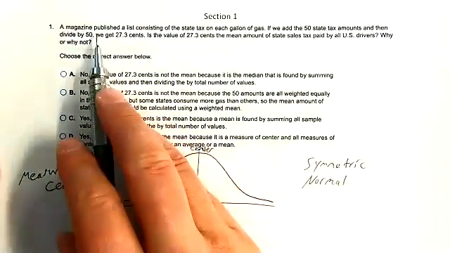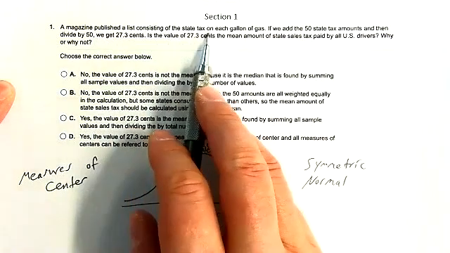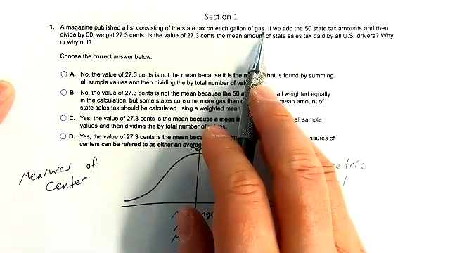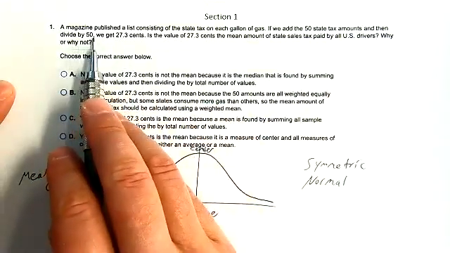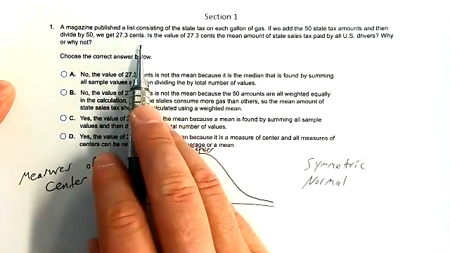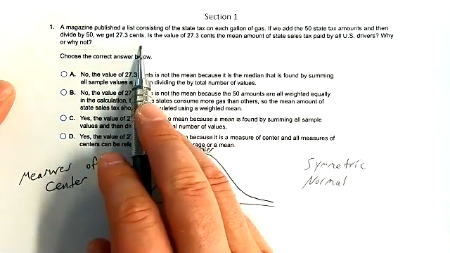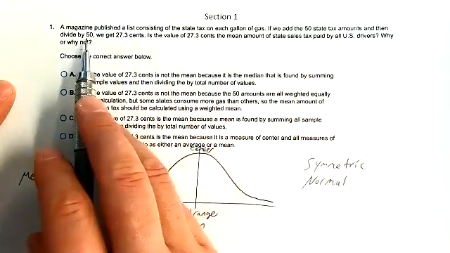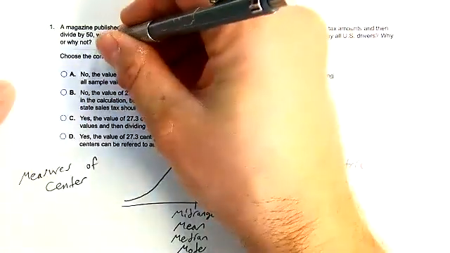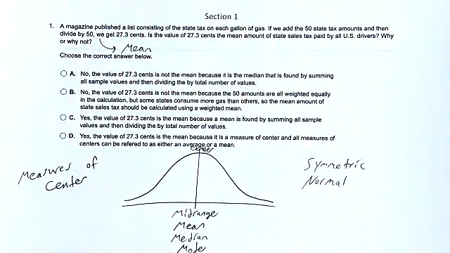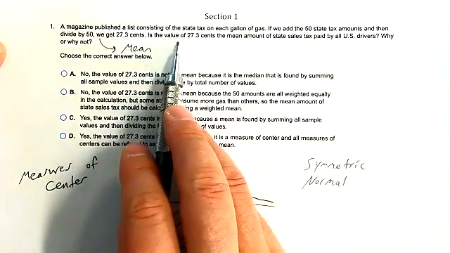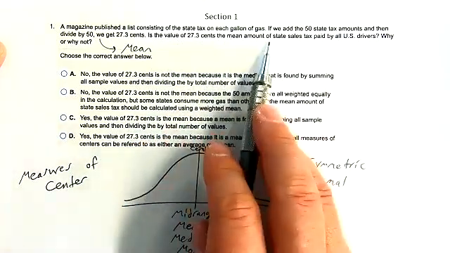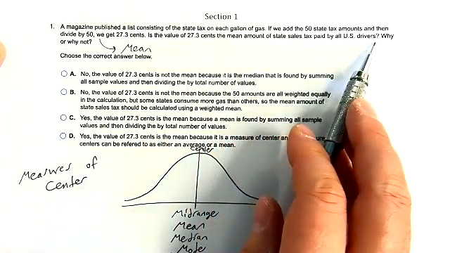This one says a magazine published a list consisting of the state tax on each gallon of gas. If we add the 50 state tax amounts and then divide by 50, we get 27.3 cents. So if they add up all the numbers and divide by how many numbers they have, they just calculated a mean, right? They added up all their numbers and divided by how many numbers they had. Is the value of 27.3 cents the mean amount of state sales tax paid by all U.S. drivers? Why or why not?